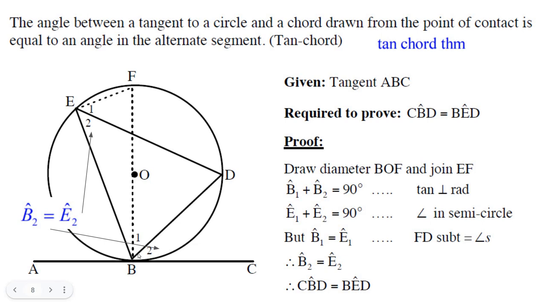semicircle, to the diameter. And then the last two things, you go, oh yeah, B1 equals E1 because it opens up to this chord, angles in the same segment. FD subtends equal angles. It should be angles in the same segment. That's what I would say there. But anyways, that's it.